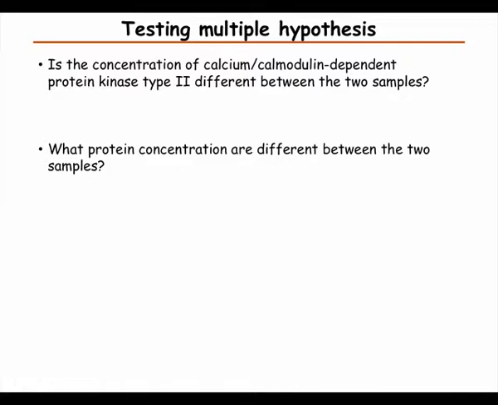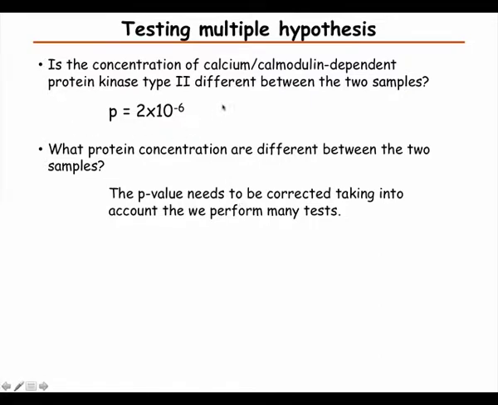So now, just a final thing about multiple hypothesis testing. We've talked about this a little bit, but when we do a lot of measurements, we have to correct our p-value. We can ask two different questions of a data set. If we ask a very targeted question, for example, is the concentration of calcium calmodulin dependent protein kinase type 2 different in two samples, then we do measurements, calculate a p-value, and that's what we can report.